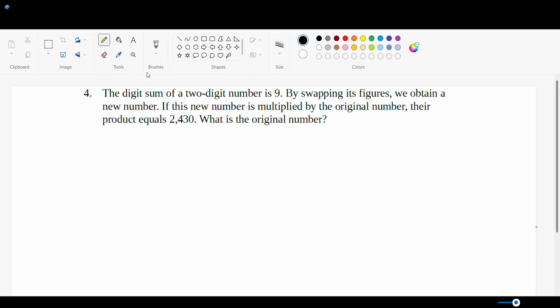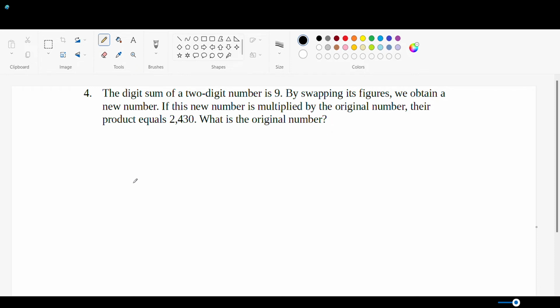Hello everybody. In this video I'm going to show you how to solve the quadratic word problem number 4 from the paper I gave you. So the digit sum of a two-digit number is 9. By swapping its figures we obtain a new number. If this new number is multiplied by the original number, their product equals 2430. So what is the original number?